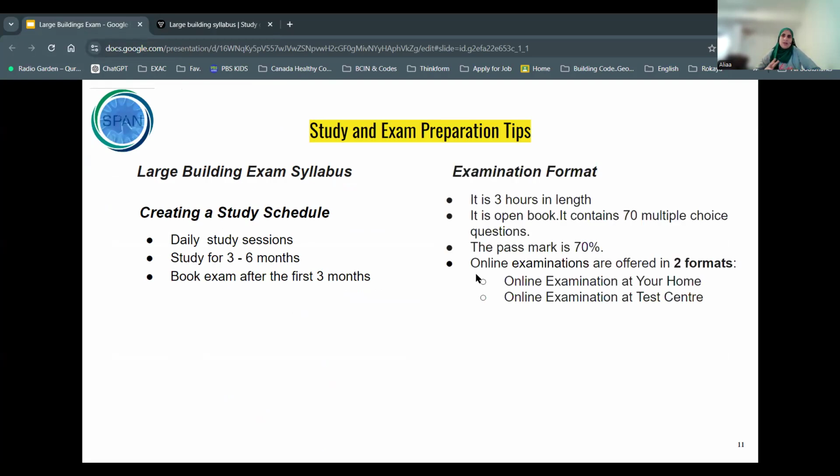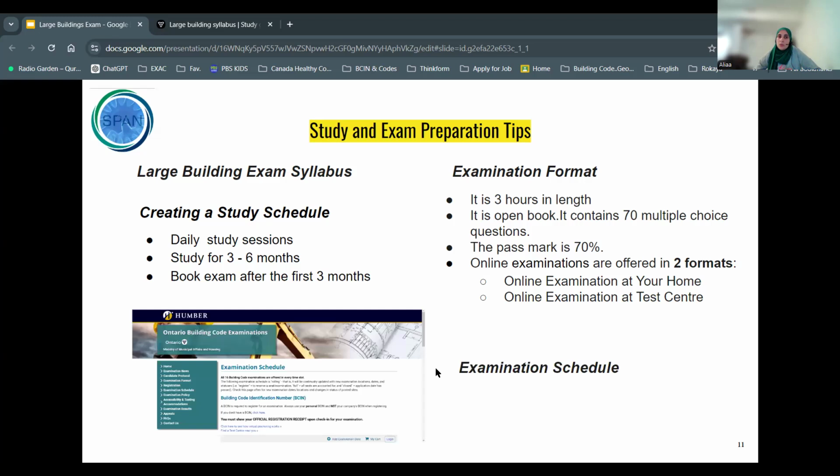What is the exam format? It is 3 hours in length. It's open book. It has 70 multiple choice questions. The pass mark is 70%, which is not easy to get, to be honest. And the exam is online. It's offered in two formats, online at your home and at the center. For me, I did all my exams at home. After that, you need to book your exam through Humber College.